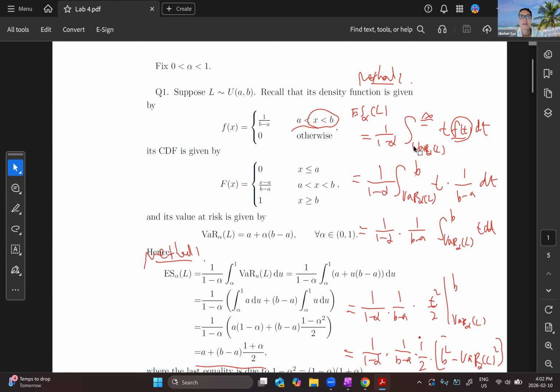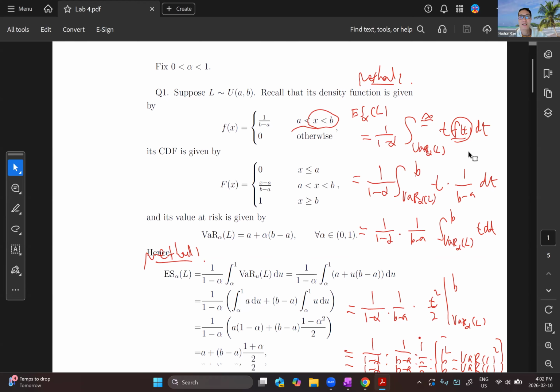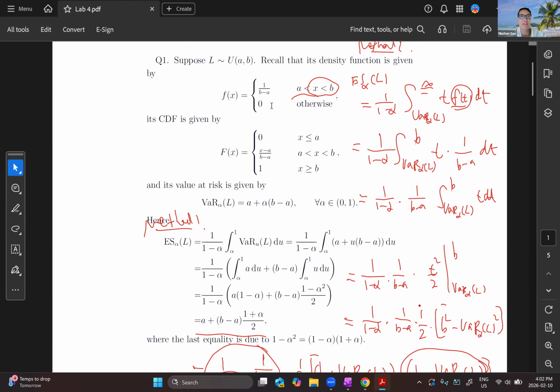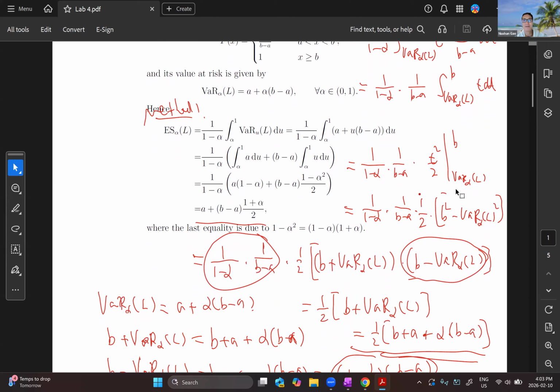Okay, let's review it again. Using method 2, the formula is 1 over 1 minus alpha integrated from value at risk to infinity, t times f(t). Now your f(t) is 0 if t is above b, right? So you just need to integrate from value at risk up to b, because if t is larger than b, it's 0. There's nothing to integrate. t times the density function. What is the density function? 1 over b minus a. So you simplify, take them out. This is it. You get an antiderivative function.